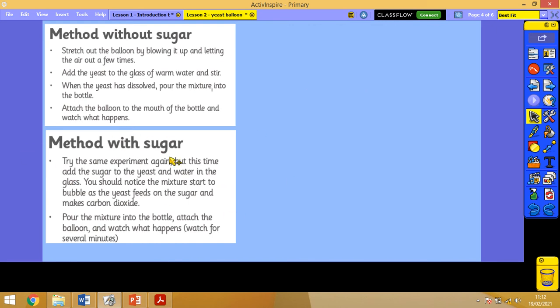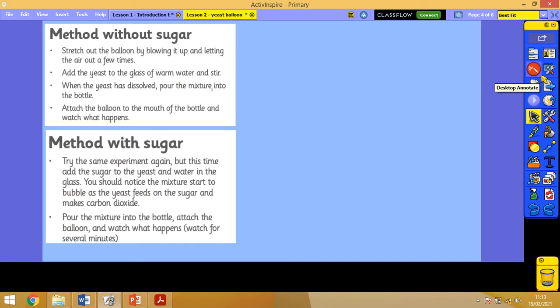You do the same thing with sugar. I'd put the yeast into the bottle first. If you're using 2 bottles, half of the bag goes into 1 bottle, half in the other. Put the yeast in, and then put the sugar in, and then put the water in, and mix it around in the bottle. Once everything's dissolved, put the balloon on the top. When you've got the sugar in, you should notice the mixture start to bubble. The yeast is feeding on the sugar and it makes carbon dioxide. Then what you need to do is leave it.